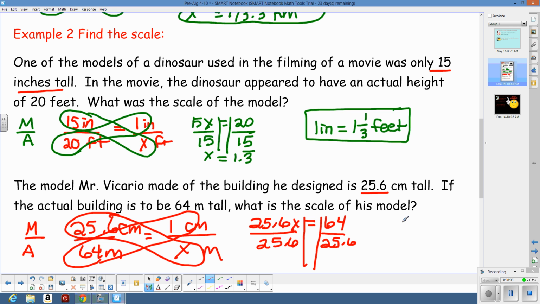64 divided by 25 6/10 equals 2.5, or 2 5/10. So it's going to be 2.5 meters. That means our scale is going to be 1 centimeter equals 2.5 meters.